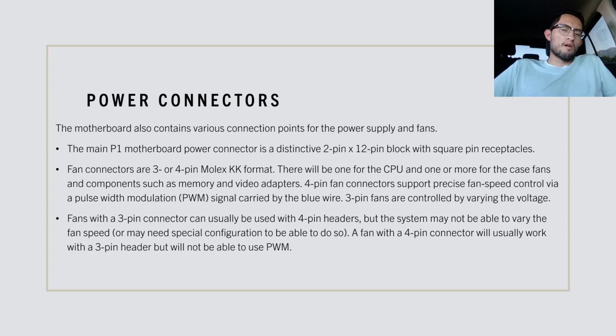video adapters. 4-pin fan connectors support precise fan speed control via a pulse width modulation signal carried by the blue wire. 3-pin fans are controlled by varying the wattage. Fans with a 3-pin connector can usually be used with 4-pin headers, but the system may not be able to vary the fan speed and may need special configuration to be able to do so. A fan with a 4-pin connector will usually work with a 3-pin header, but will not be able to use PWM.